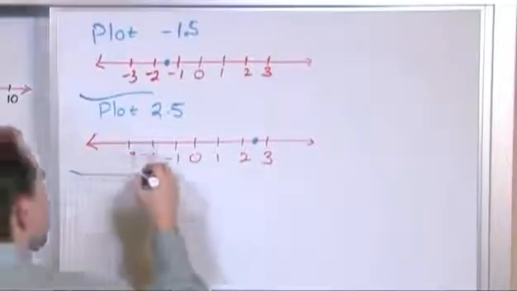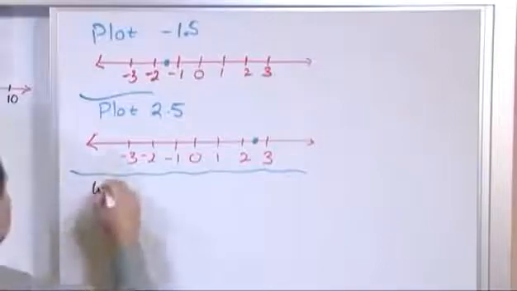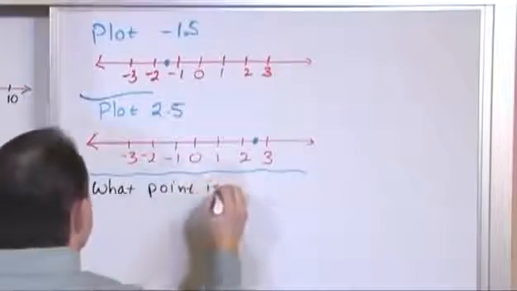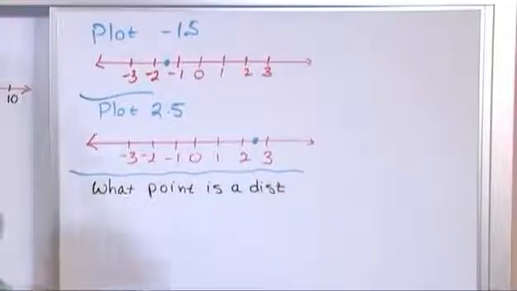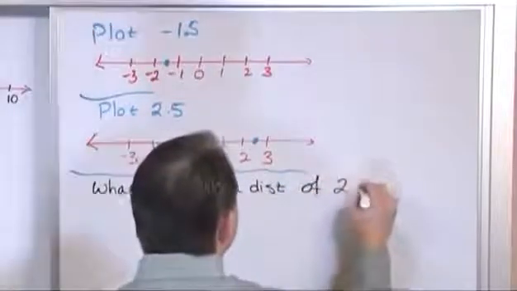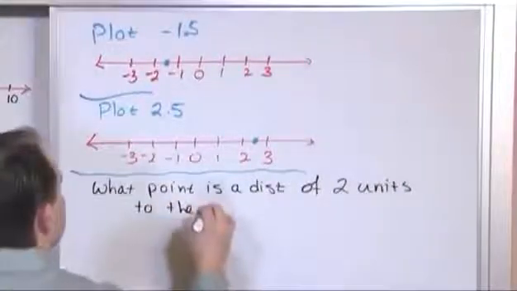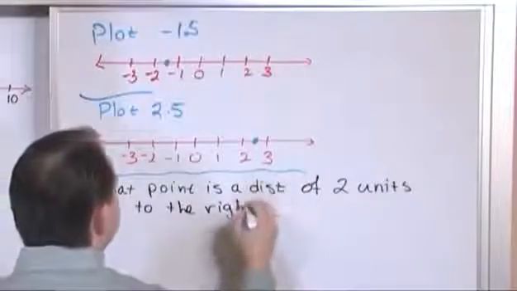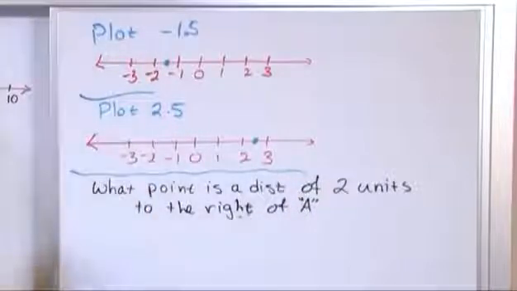Now let's do a little different kind of problem just to get some practice with the number line. Let's write something down. What point is a distance, that's what dist means, a distance of 2 units to the right of the point A. And I haven't even drawn the point A yet, so don't worry too much about it.